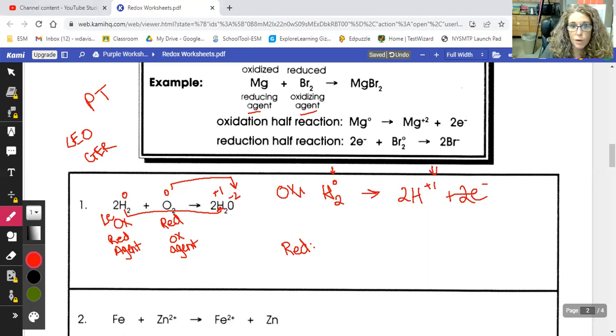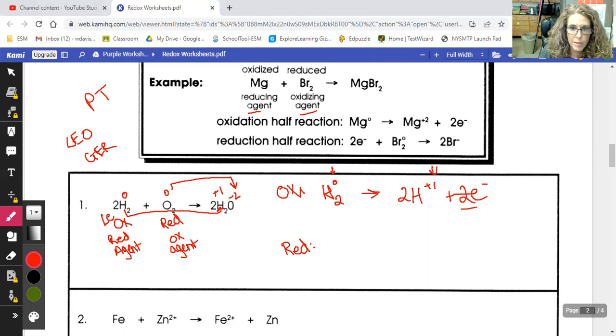So now let's draw our reduction, right? So our oxygen is going to be reduced, right? We always show the loss on the product side. We're going to show the gain on the reactant side, but it also balances it by charge by adding -1s.